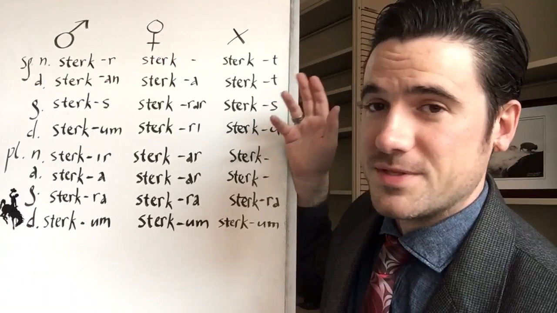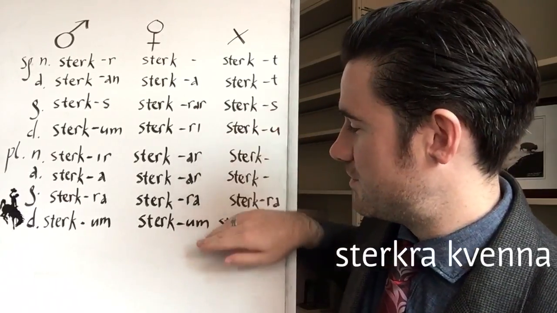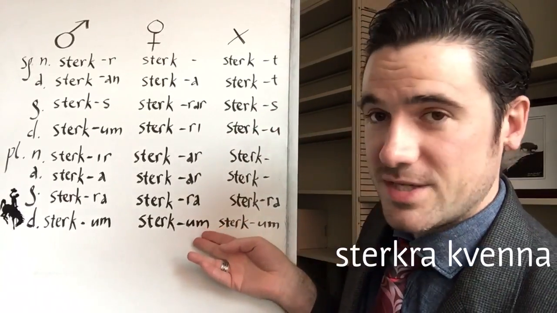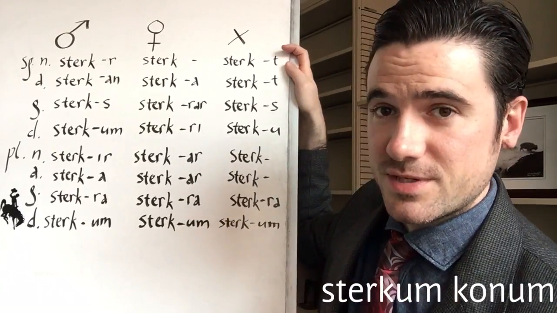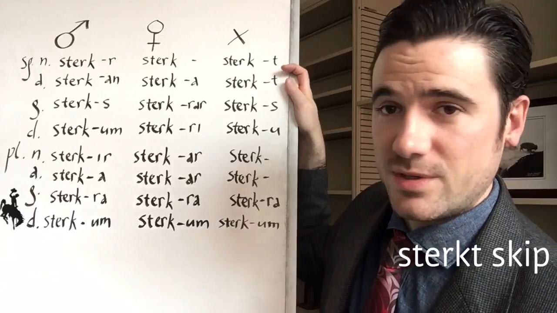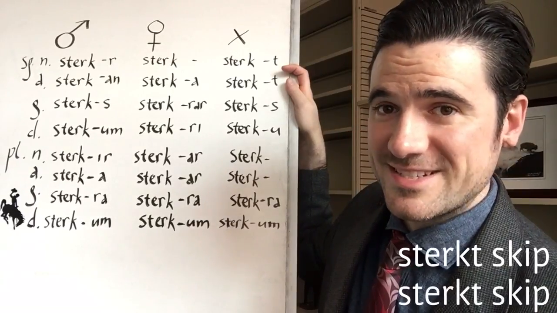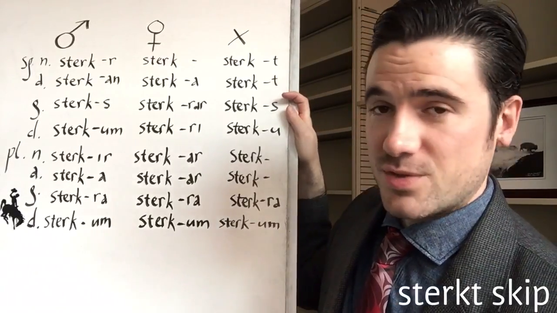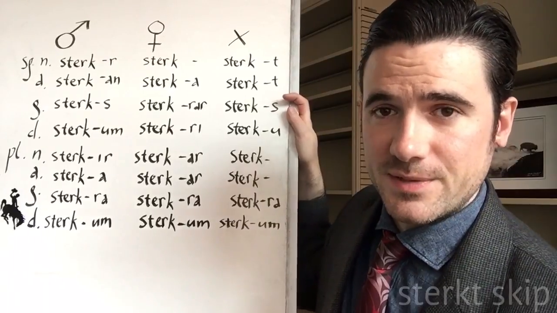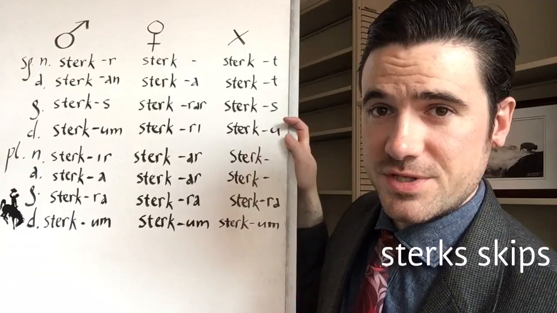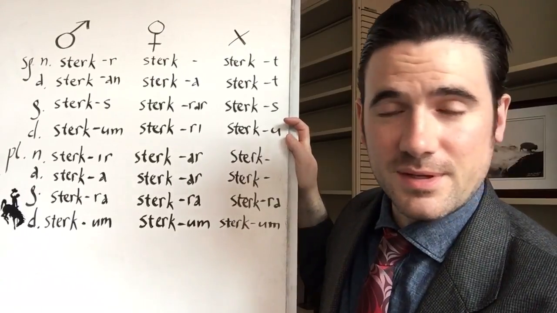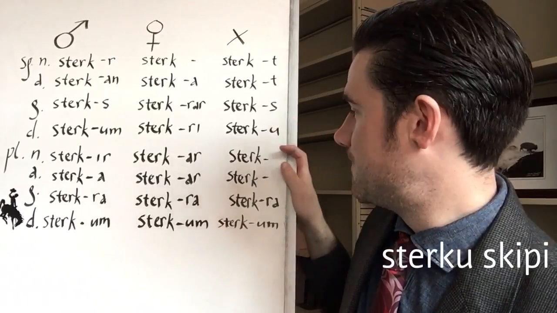This is a strong women's game, sterkra kvenna, genitive plural. I gave strong women an attack, sterkum konum. A strong ship is here, sterkt skip. I saw a strong ship, sterkt skip. This is a strong ship's sail, sterks skips, genitive. I gave a strong ship a cargo, sterku skipi.